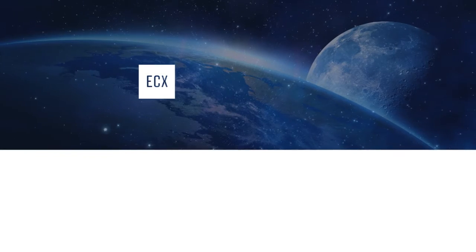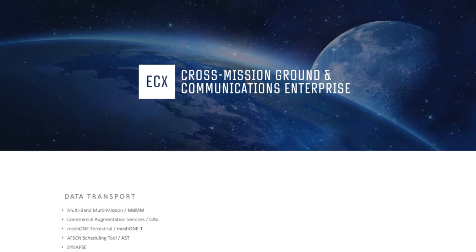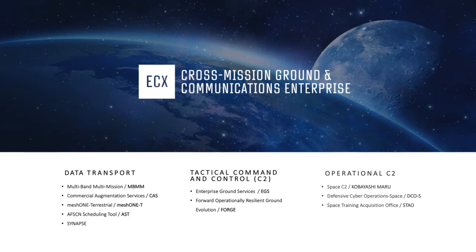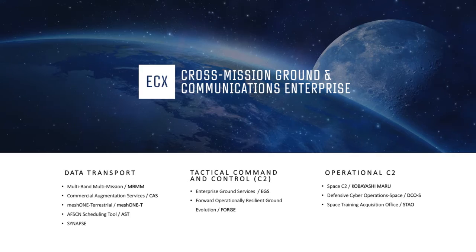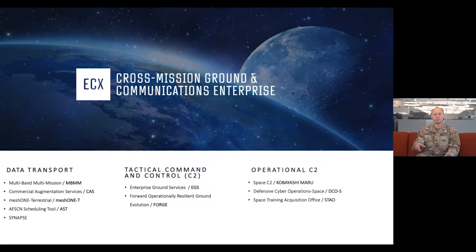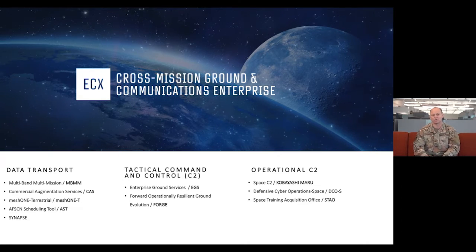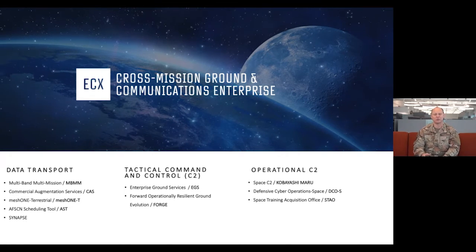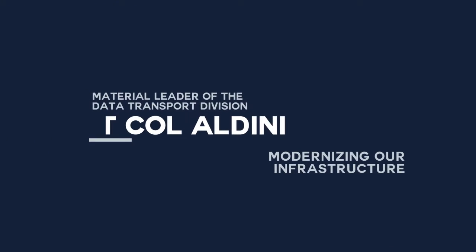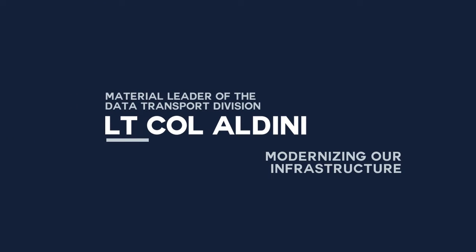We've got 3 mission areas here at Cross-Mission Ground Communication: data transport, tactical command and control, and operational command and control. We're focused principally on the ground enterprise. How do we make the ground enterprise more resilient? How do we deny the adversary benefit of attacking us on the ground? How do we modernize that infrastructure so that we can get the right data to where it needs to go at the right time? Data transport is a diverse portfolio, ensuring comms to and from space, providing those secure networks for data to all the weapon systems and to users who need space data.